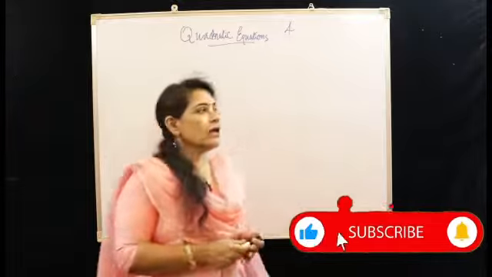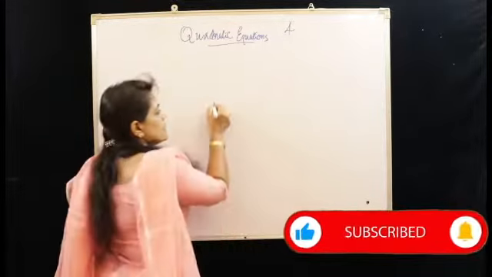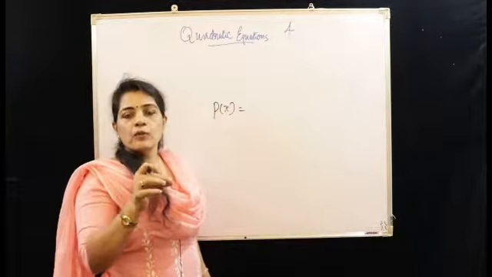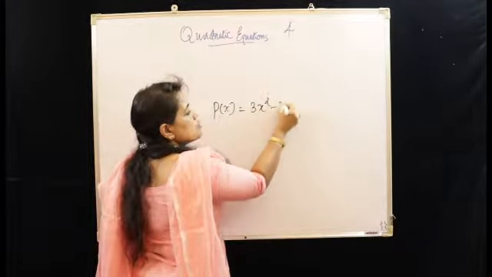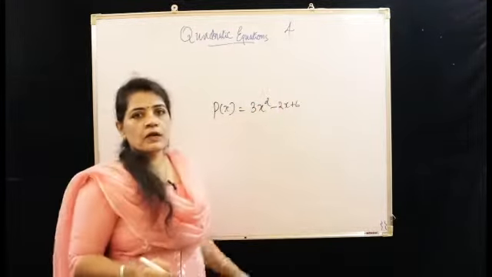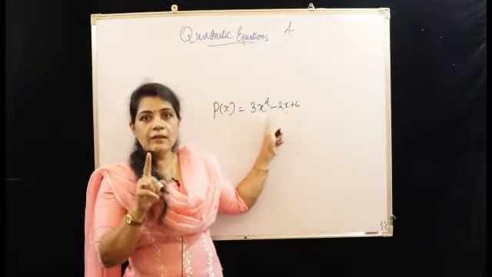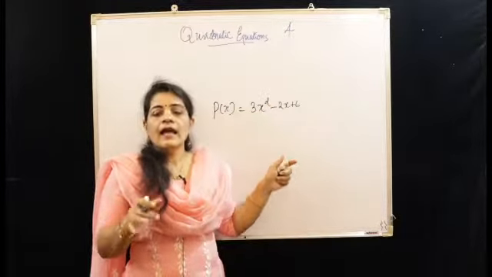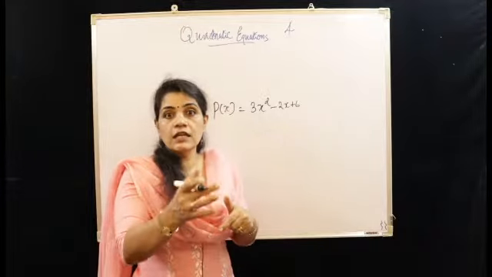For example, if I am giving a polynomial in x, that can be represented by p of x, and that means the variable in that polynomial is x. For example, 3x square minus 2x plus 6. This is a quadratic polynomial because here the single variable is x, and the highest power of that variable is 2. And how can we reach from this quadratic polynomial to a quadratic equation?